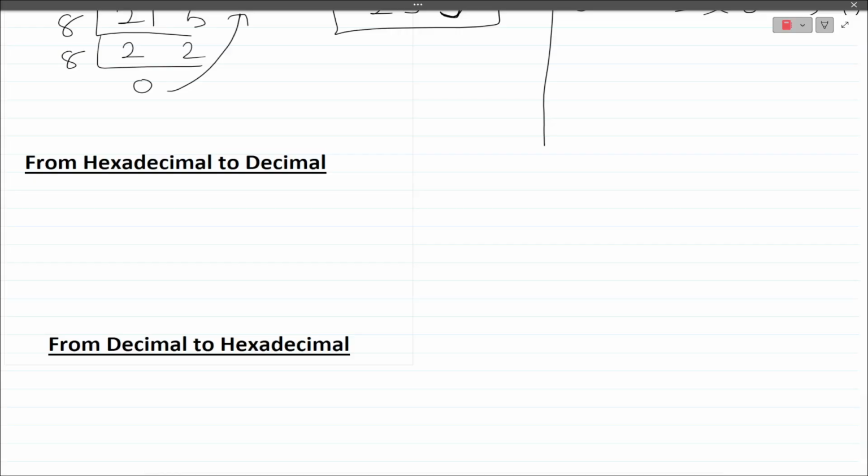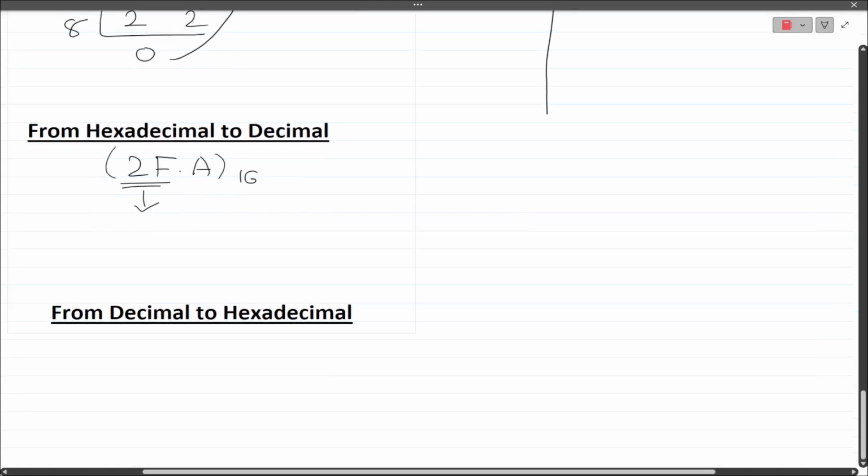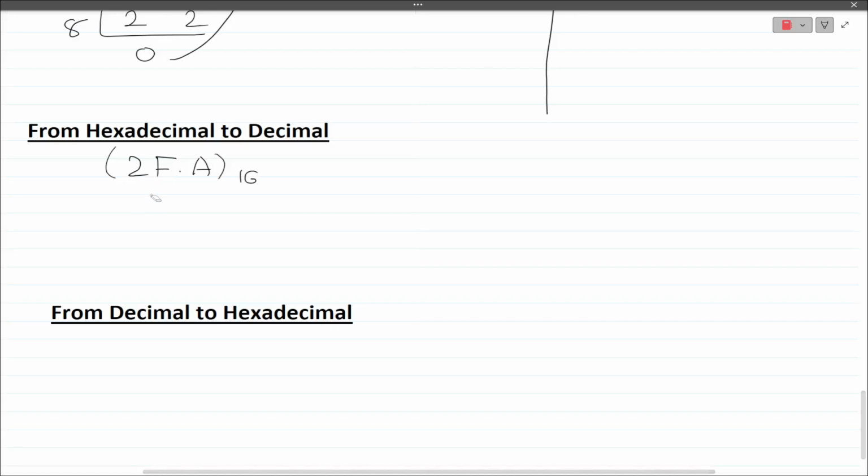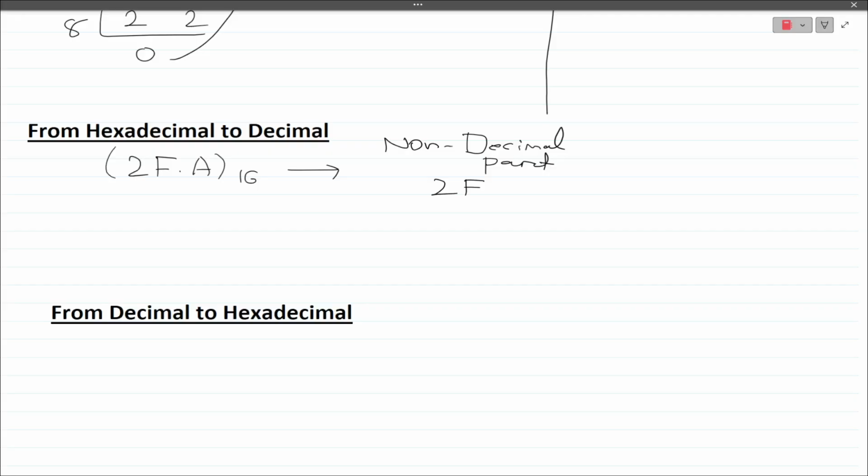So let me take, suppose, 2F.A. This is my number. As I keep saying every time, convert this first. F is given. F means what? F is nothing but 15. But before that, let me solve this in a proper manner. At first, the non-decimal part. The non-decimal part is 2F, so this F is nothing but 15.